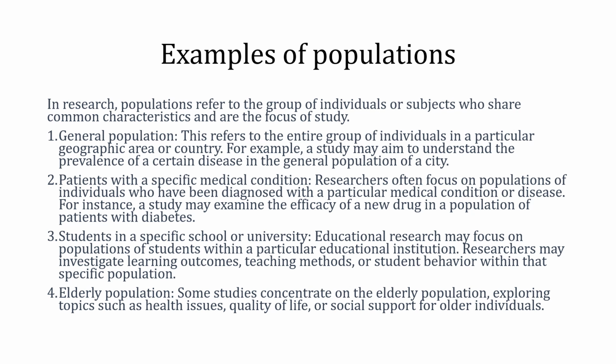General population. This refers to the entire group of individuals in a particular geographic area or a country. For example, a study may aim to understand the prevalence of a certain disease in a general population of a city. Patients with a specific medical condition, for example, pregnancy. So here you will then focus on those people who have got this medical condition.